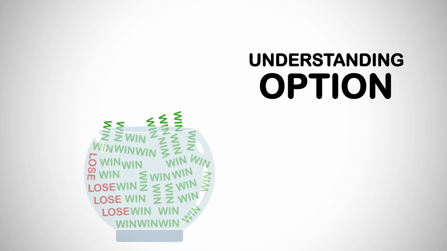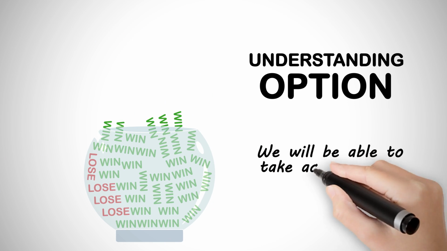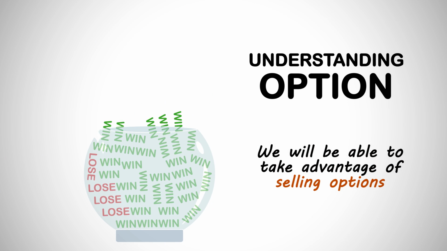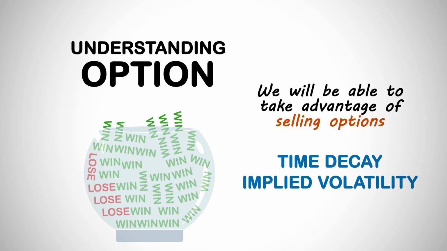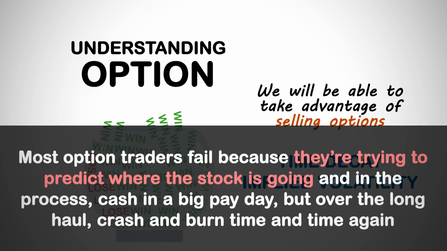Once we understand how options work and how we can limit our risk, even when on the sell side, we will be able to take advantage of selling options and getting time decay and implied volatility to work for us, not against us. While everyone else is concentrating on the price of the stock, we'll be laughing all the way to the bank. Most option traders fail because they're trying to predict where the stock is going, and in the process cash in a big payday, but over the long haul crash and burn time and time again.